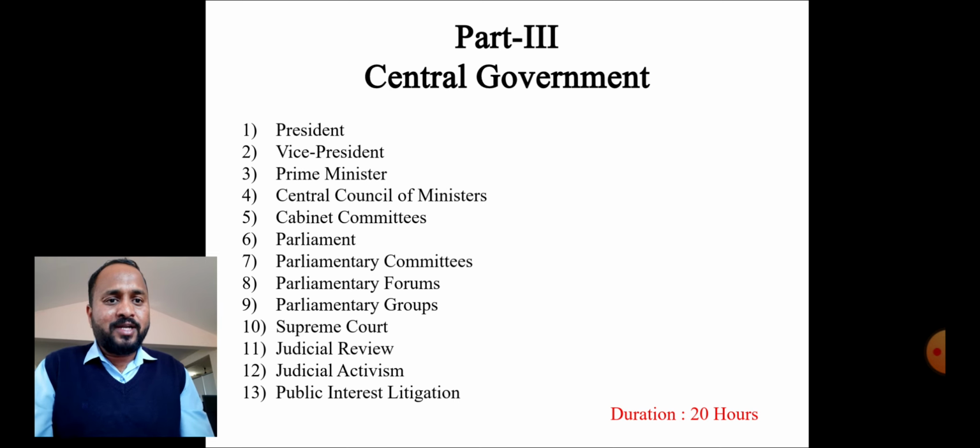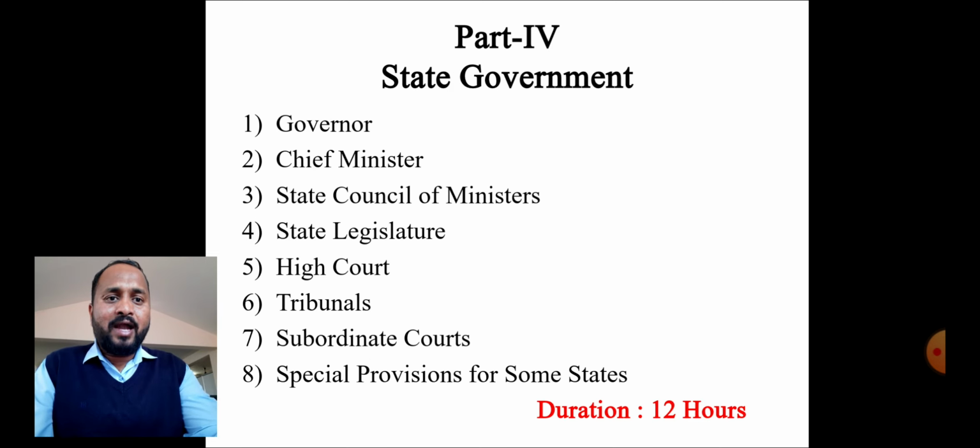Now, this is central government, we'll discuss in part 3, and in part 4, we'll talk about the second tier, that is state government. It comprises the governor, chief minister, state council of ministers, legislature, high court, tribunals, subordinate courts, and special provisions for some areas. The duration for this part is 12 hours.